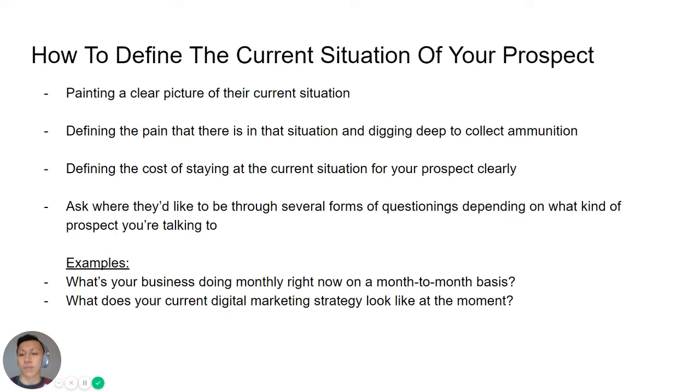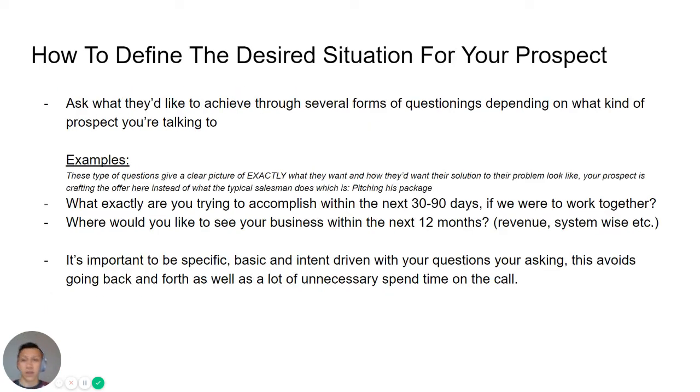So just a couple of examples. Number one question could be, what is your business doing monthly right now on a month-to-month basis? Yeah, so that's kind of a spelling mistake there, but just, what's your business doing monthly right now, revenue wise? And then, the second question could be, what does your current digital marketing strategy look like at the moment, right? And a lot of the times they do say it's from referrals, it's from this, it's from that. But sometimes, there's also people already running ads, but just not getting a return on investment from it, right?